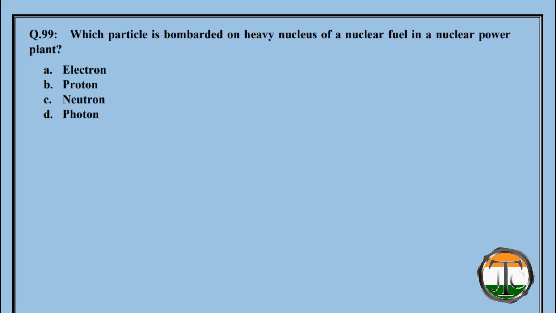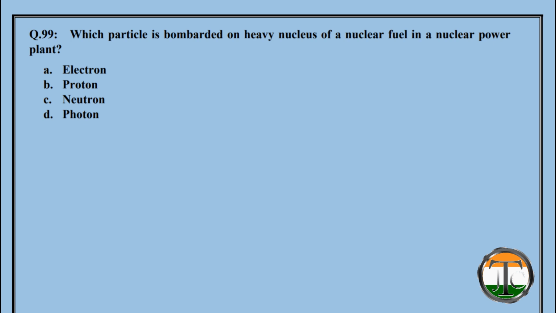Then question number 99 says: which particle is bombarded on the heavy nucleus of nuclear fuel in a nuclear power plant? Option A is electron, option B is proton, option C is neutron, option D is photon. Here the question is on nuclear power plant basics. Which particle is bombarded on the heavy nucleus of the nuclear fuel? The neutron particle is bombarded on the heavy nucleus of nuclear fuel.